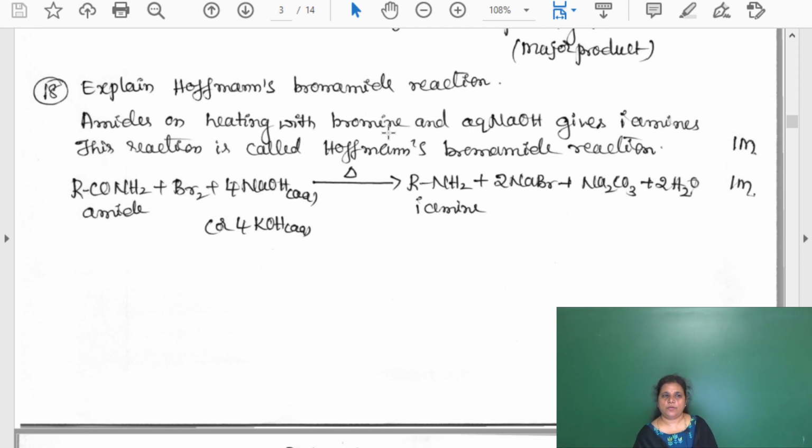Amides on heating with bromine and aqueous NaOH give primary amines. So this reaction is called Hoffmann's bromamide reaction. This explanation carries 1 mark.